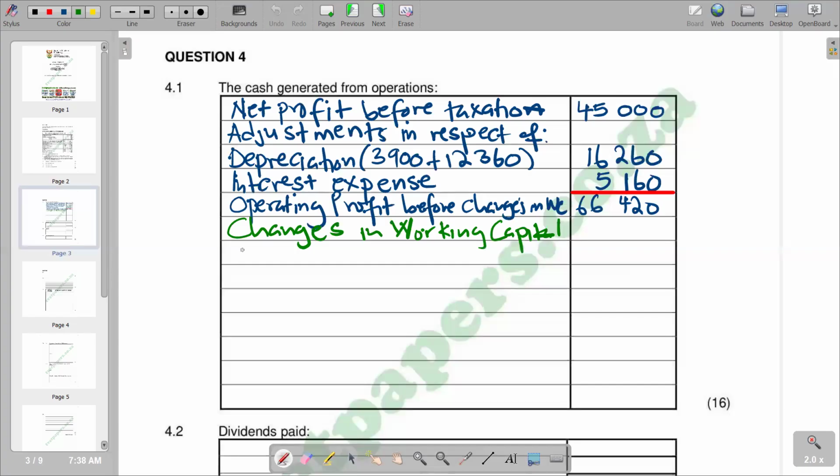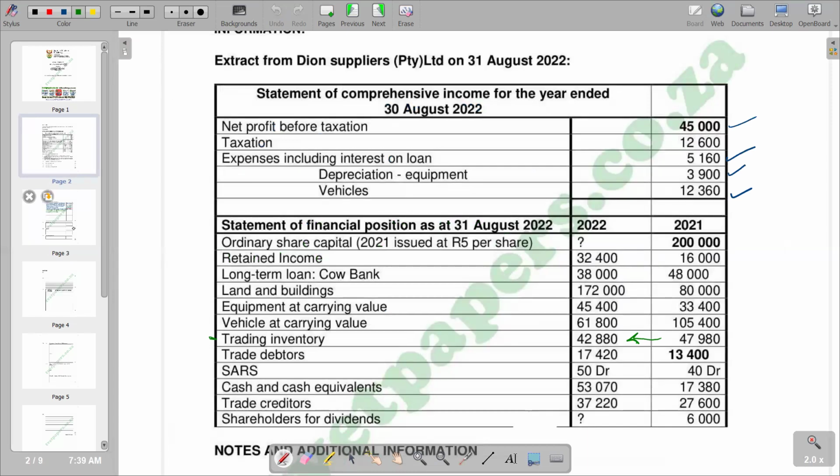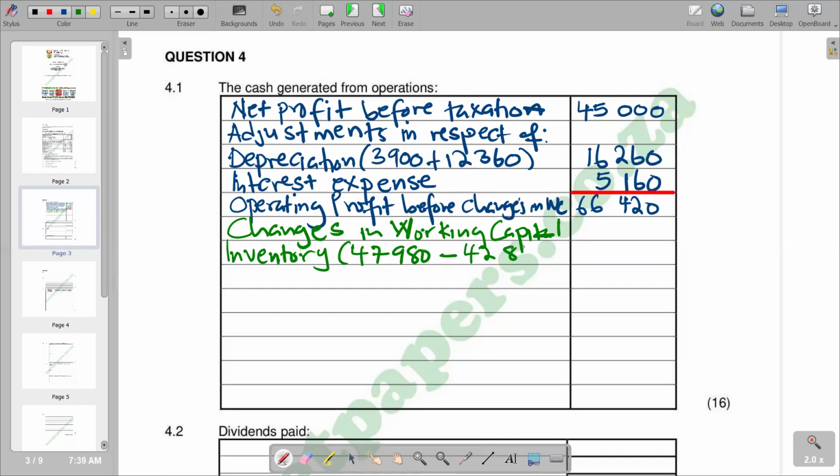We are saying changes in inventory. We can just say inventory, whereby in brackets, we are going to show the working by saying 47,980. Again, we subtract 42,880. Then the answer that we're supposed to get is 5,100.